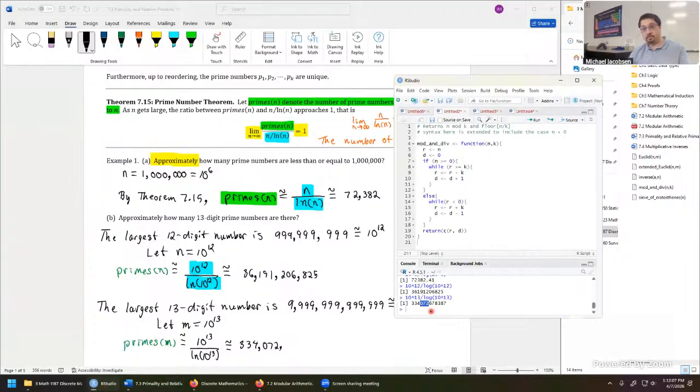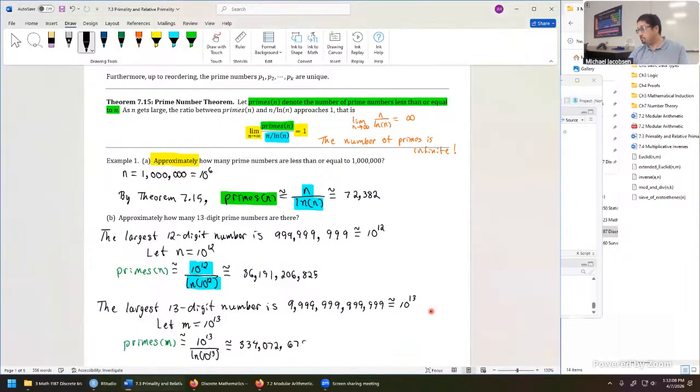Then 678387. So that's how many prime numbers are less than or equal to the largest 13-digit prime number. Now all we have to do is subtract this value here from this value to get the approximation for all 13-digit prime numbers exclusively. Any last questions or thoughts, folks, with the layout of the process so far?